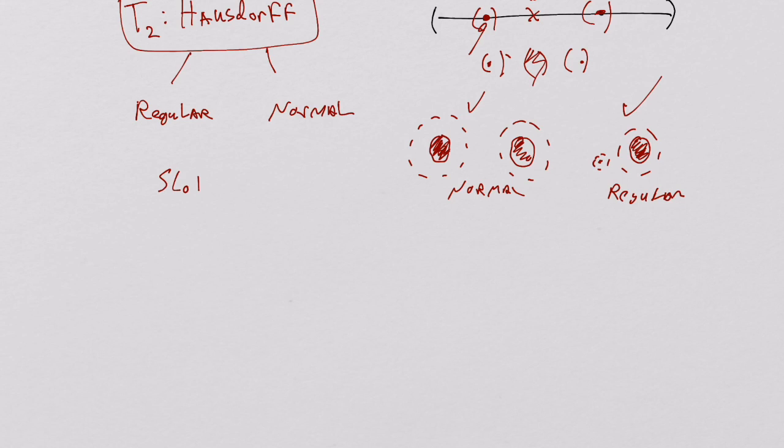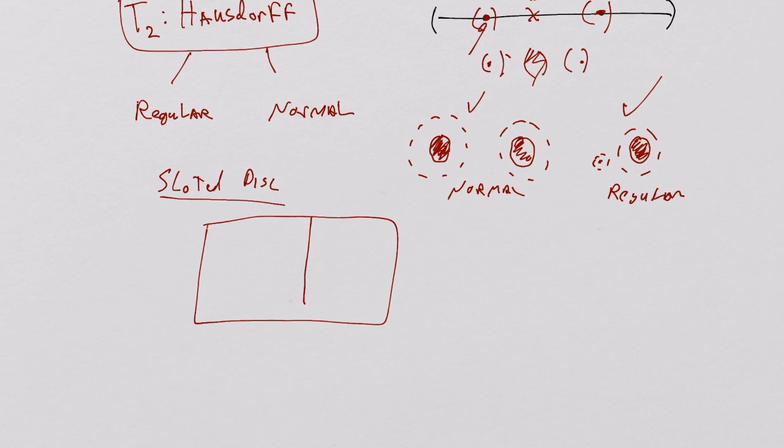It's called the slotted disk topology. And it's a little too complicated to go into, but the slotted disk topology essentially takes the plane and separates it into 2 halves on both sides of a line. And on this half, you use the regular open disk topology, but none of the open sets are allowed to touch the line or cross the line. Likewise on this half. So you have open disk topology on this half and on this half.